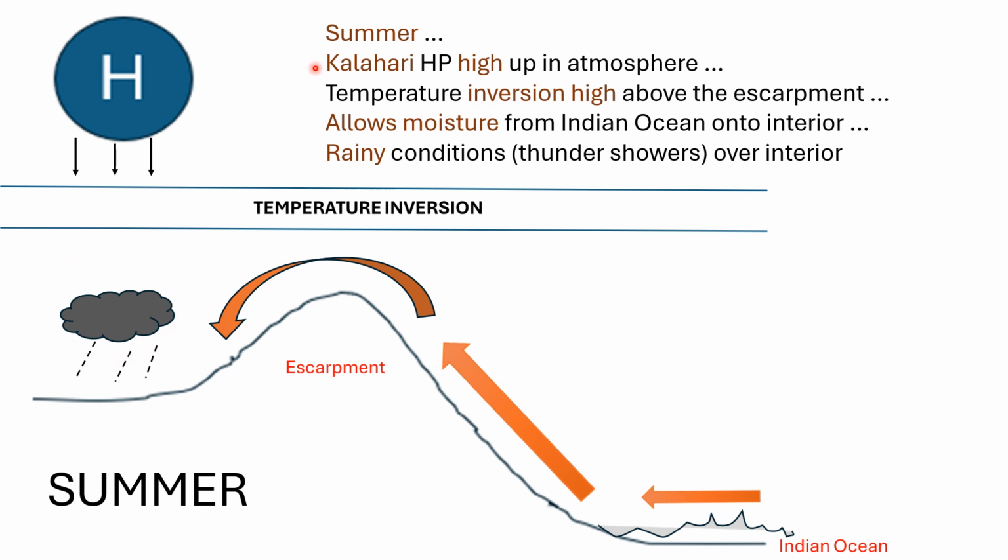In short, during summer, the Kalahari high pressure is high up into the atmosphere. The temperature inversion is high above the escarpment. This allows for warm, moist air from the Indian Ocean to flow onto the interior, and this then provides the rainy conditions required for the thunder showers over the interior of the country during summertime.